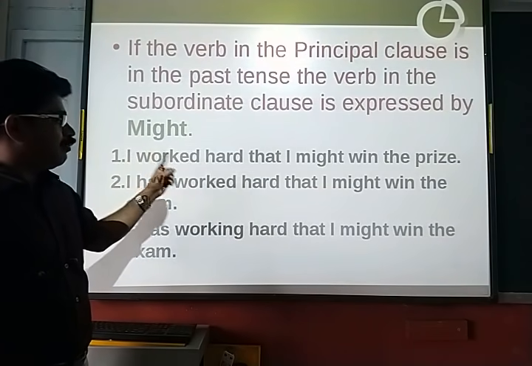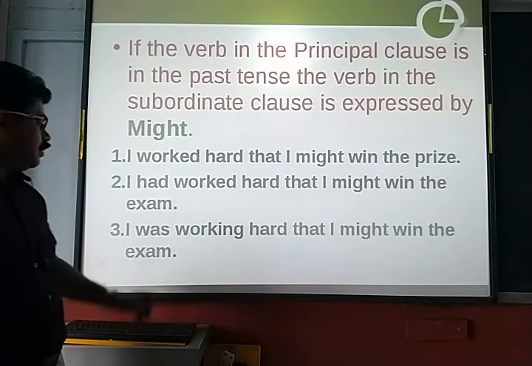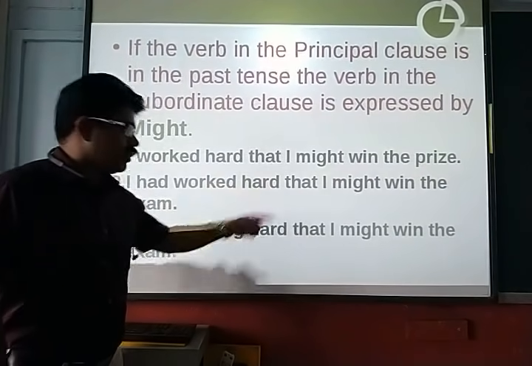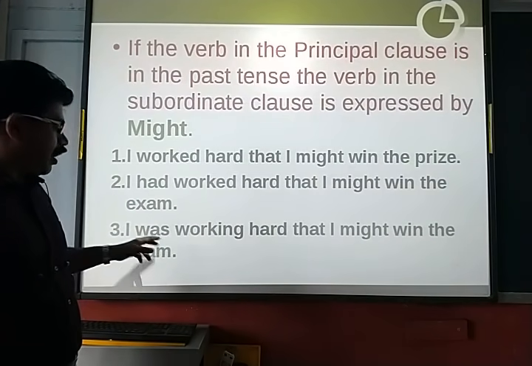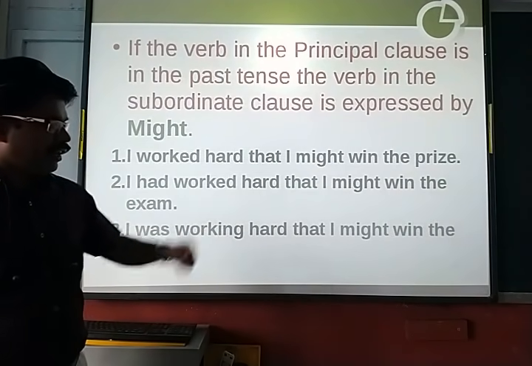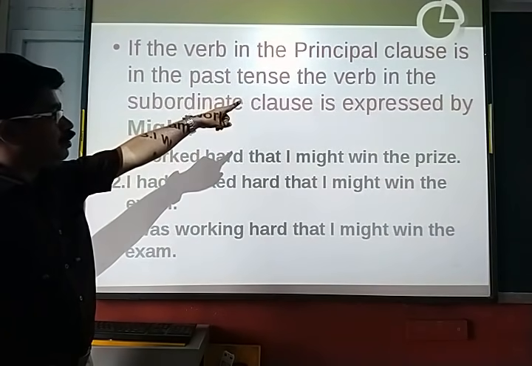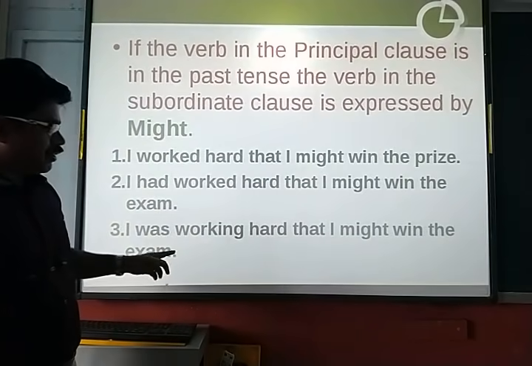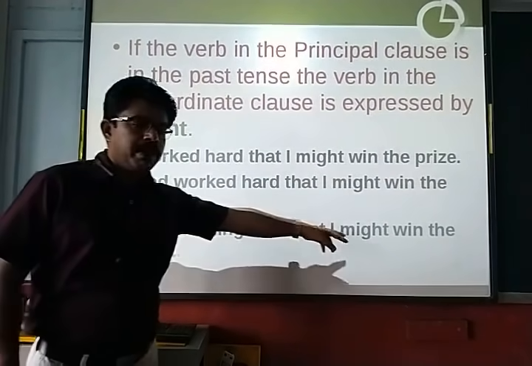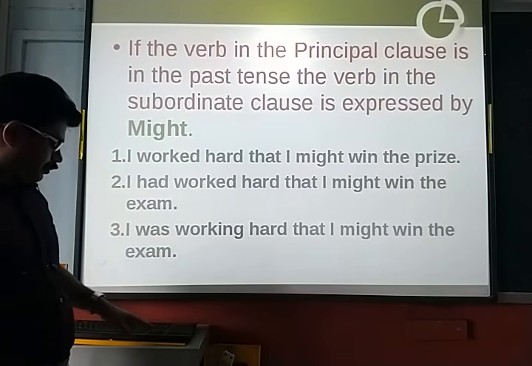For example, I worked hard that I might win the prize. I had worked hard that I might win the exam. I was working hard that I might win the exam. So here, as we said, the past tense of the verb in the subordinate clause is expressed by might. I hope it is clear.